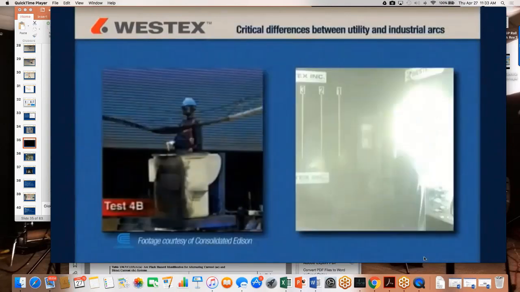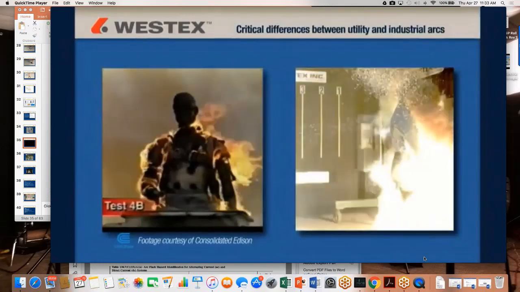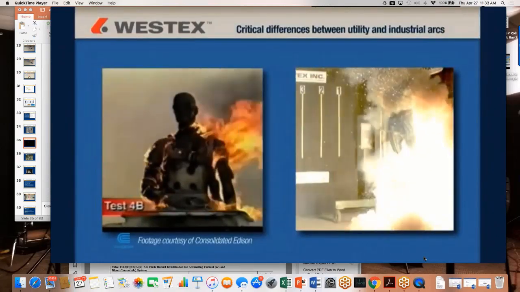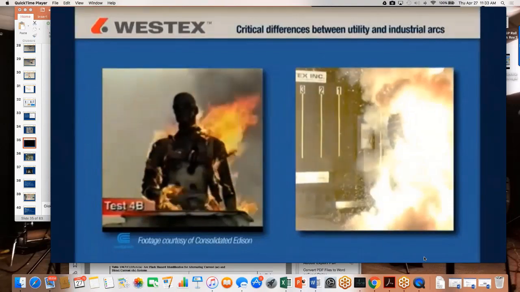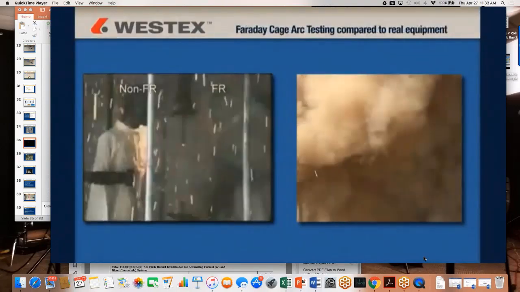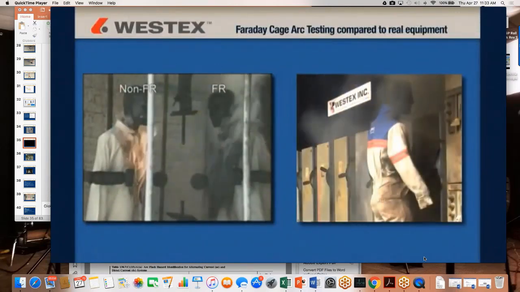There are a number of critical differences between most utility arc and most industrial arc, and while some of these differences have been understood theoretically, little if any field work has been done to demonstrate and characterize them. There are also key differences between arcs created in a Faraday cage in a lab and arcs created in real equipment. It was these differences that we hoped to better understand and document.